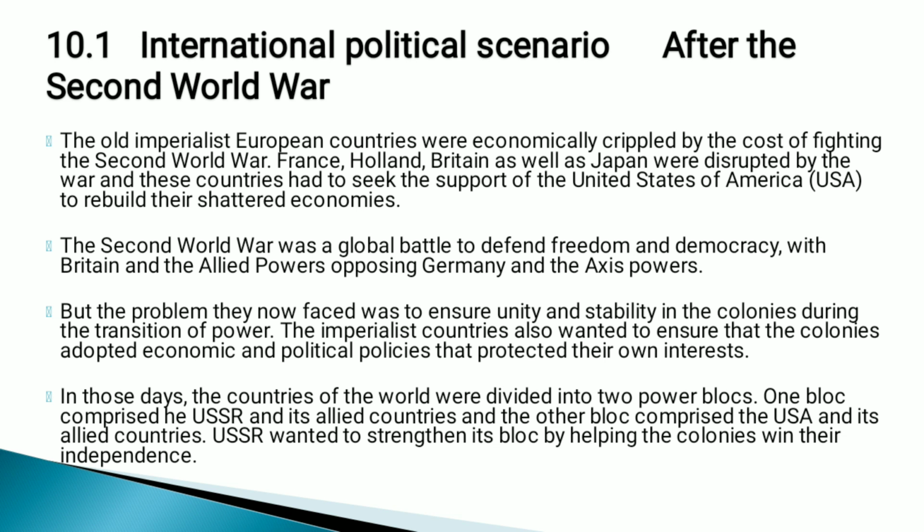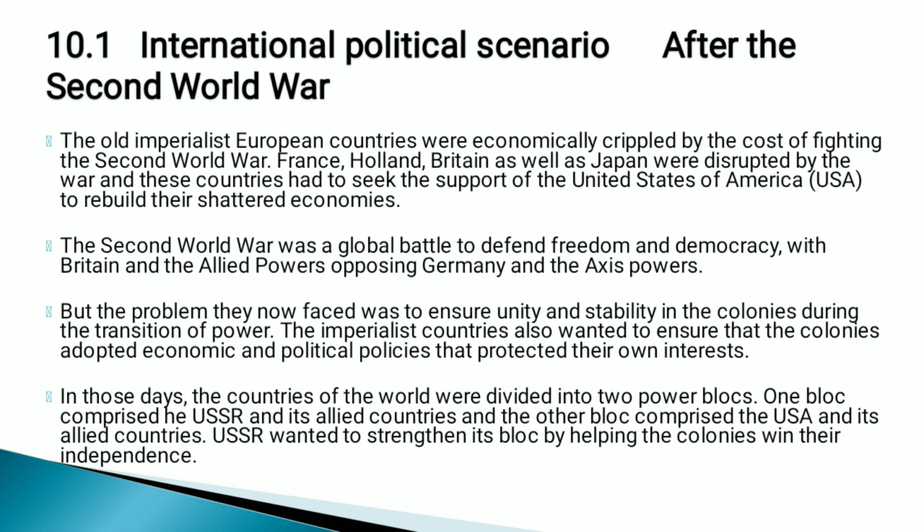International political scenario after the Second World War. The old imperialist European countries were economically crippled by the cost of fighting the Second World War. France, Holland, Britain, as well as Japan were disrupted by the war, and these countries had to seek the support of the United States of America (USA) to rebuild their shattered economies.